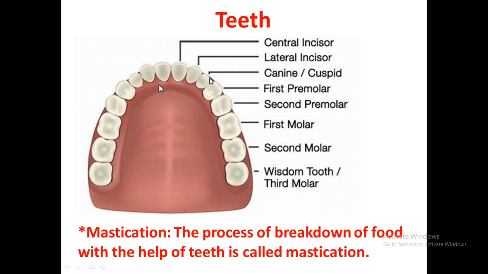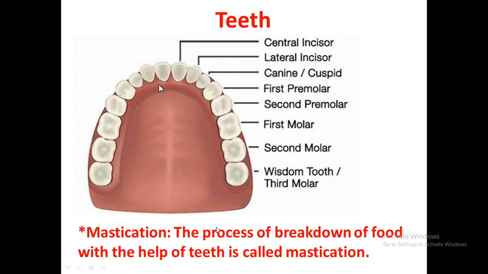And premolars are for grinding purposes, and molars are used for final grinding. If you need to grind something, we use premolars, and if you need to do the final grinding, you have to use the molars. So different shapes and sizes, and they have different functions also. The process of breakdown of food with the help of teeth is called mastication.